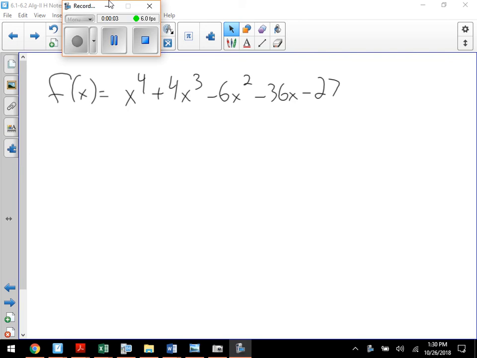What happens is we're going to continually use that idea that you guys did yesterday, what's that called? Synthetic substitution. But we're going to start calling it a little something different. We're going to start calling it synthetic division.